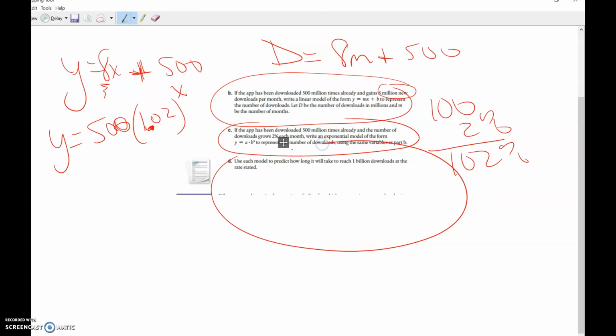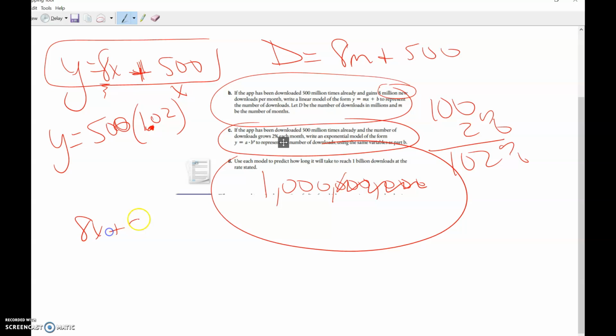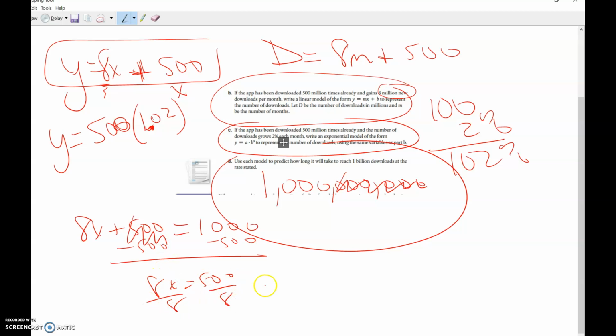Okay, use each model to predict how long it would take to reach 1 billion downloads at the rate stated. So what you could do on y, because it's linear, you could solve an equation. 500 million. So a billion would be what? Okay, so there's a million, there's a billion. But this is in terms of millions, so I would have to take off all those zeros. So I could set my equation equal to 1,000 millions, if that makes sense. That's a billion. So subtract 500 to get your x's all by themselves. 500. Divide by 8, and x equals about 62.5 months. And if I divide that by 12, I could get how many years that would be.